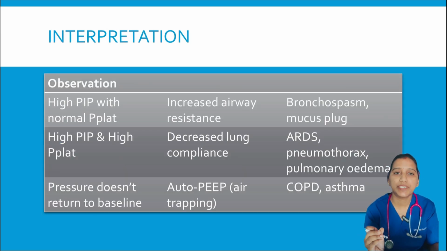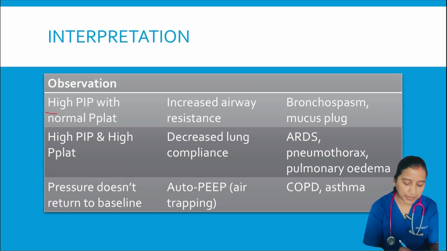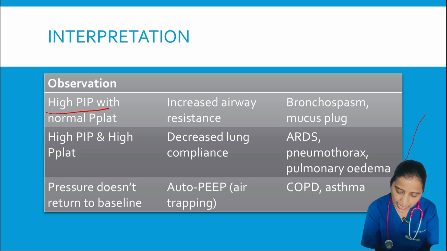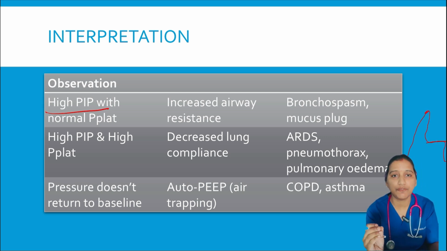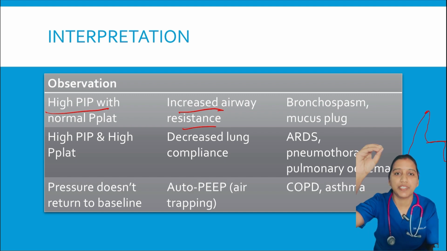Next, coming to the interpretation that we have to observe: if the patient has a higher peak inspiratory pressure and a normal PEEP and plateau pressure, the reason would be increased airway resistance, where our peak inspiratory pressure will be very high.